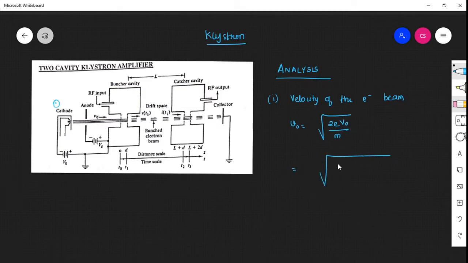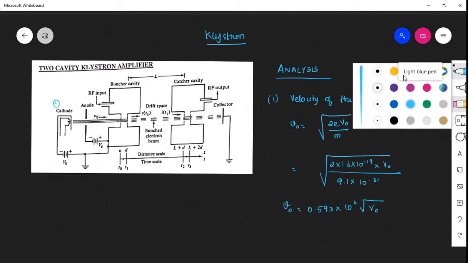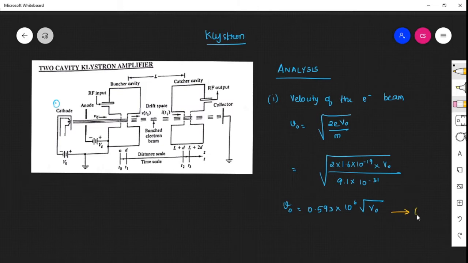So when we substitute e to be 1.6 × 10^-19, let this V0 remain the same, and m is 9.1 × 10^-31. So we are substituting the values of the charge and mass of the electron, and therefore we get the velocity to be 0.593 × 10^6 × root of V0. So this is the value of the velocity of the electron, and we have started with the leftmost part where the electrons are being emitted.